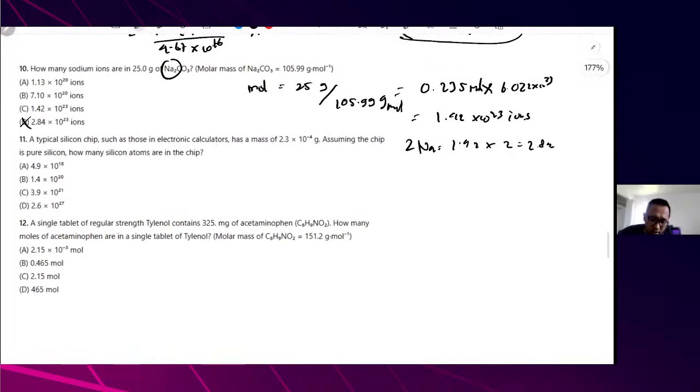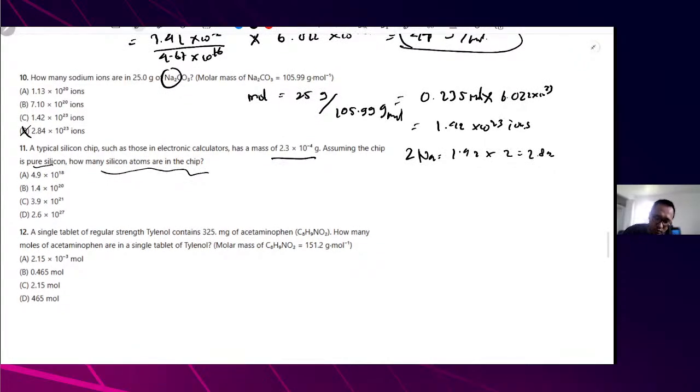A typical silicon chip, such as those in an electronic calculator, has this mass. Assuming the chip is pure silicon, how many silicon atoms are in the chip? So we need to determine the atomic mass of silicon first. The Si is silicon. Silicon is 28, 28.09.